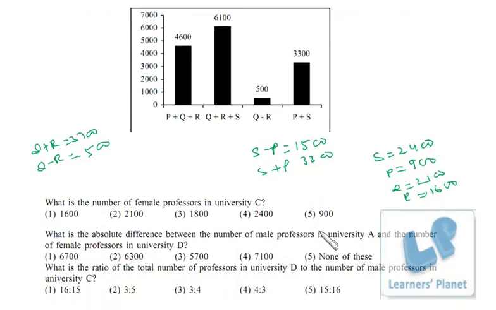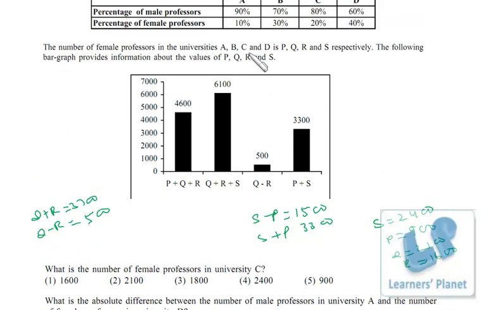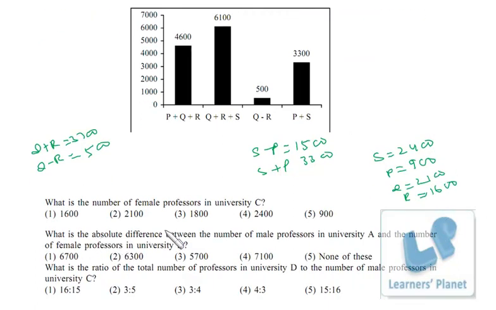Now the first question over here, what is the number of female professors in University C? University C, the female professors are R, right? So the value of R is 1600. So that's the correct option.